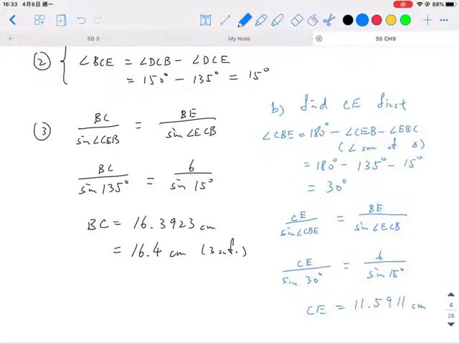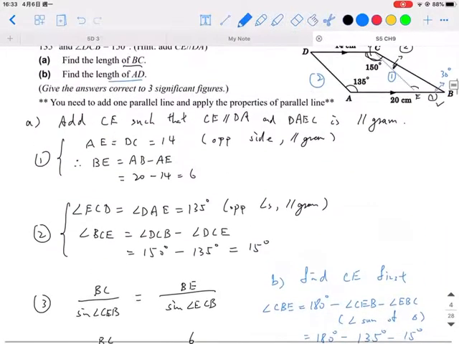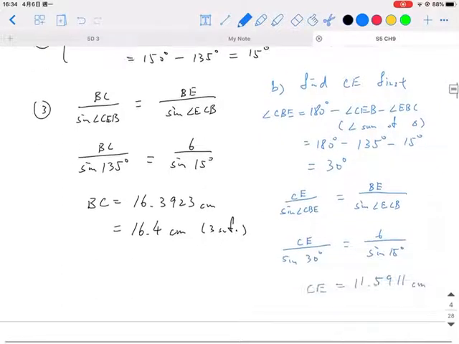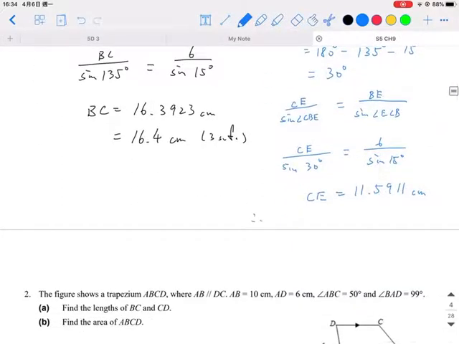11.5911 cm. Once you finish finding CE, you can get AD because of the opposite sides of the parallelogram. So what you need to write is AD is equal to CE equal to 11.6 cm, and the reason is opposite sides of a parallelogram. So that's the end of question number 1.